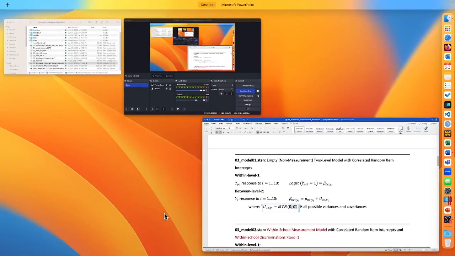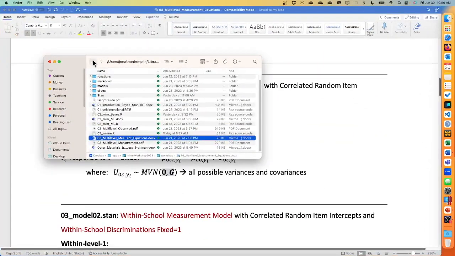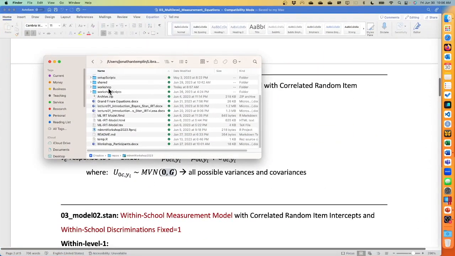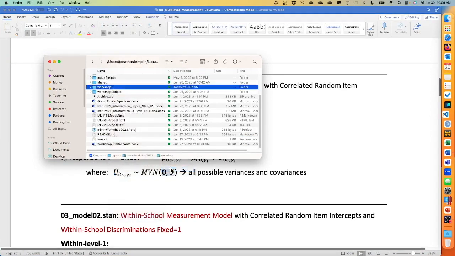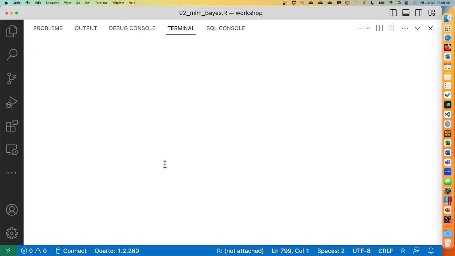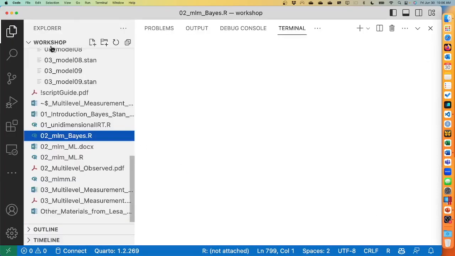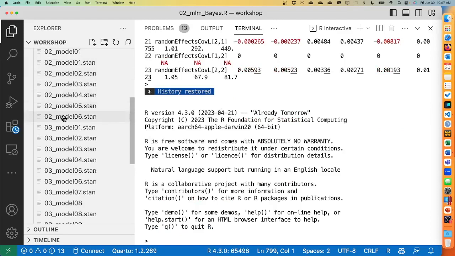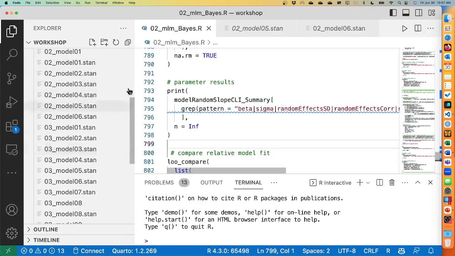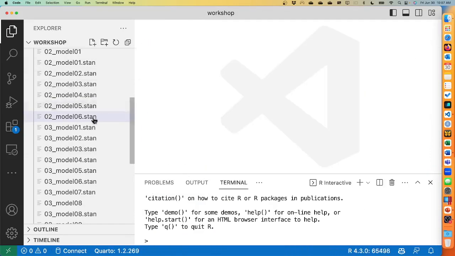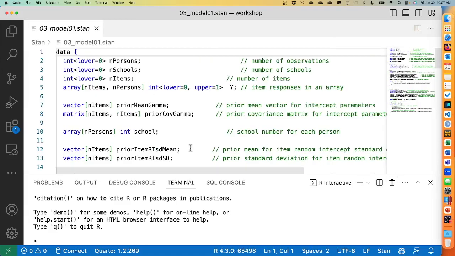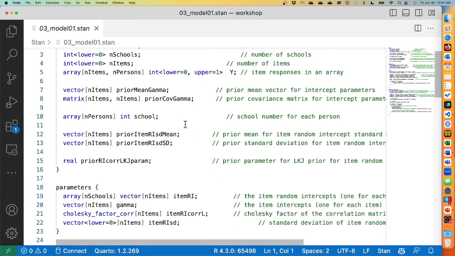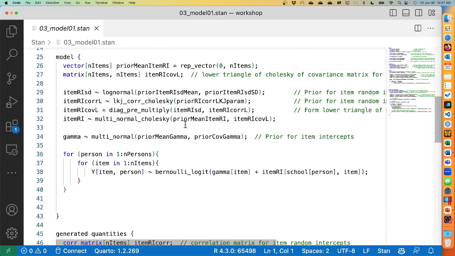Okay. Let's go here. Quick action. Go to VS Code. So this is 03 model 01 that we'll be running. Let me clear the console out. Let me describe the syntax for you just a bit. Let's go to the model. Always start with the model for me.